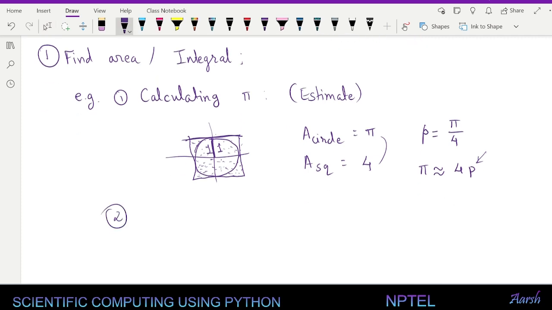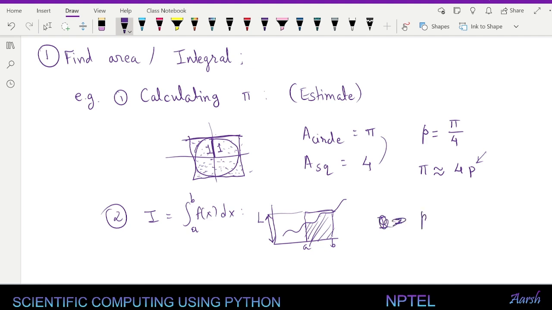Okay. And in general, you can calculate integrals. If you want to find the integral from a to b of f(x) dx, you have a function from a to b. Just create a box around it. Say its length is L. Then we want the area under the curve. It's the same concept as the circle, right? So we can calculate the probability. The probability is going to be the area under this curve divided by the total area, which is L times (b minus a). Which means we can calculate the integral I as this probability times the total area, L times (b minus a).